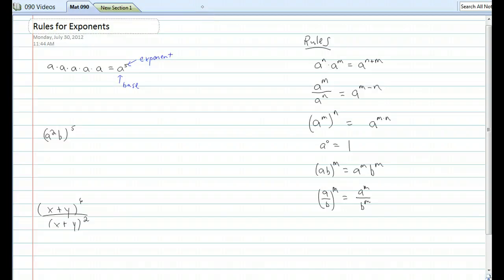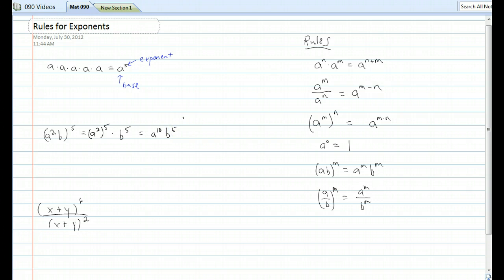Okay, as our first quick example, let's look at a squared times b, that whole thing raised to the 5th power. What we can do is use this rule right here, which means we're going to raise a squared to the 5th power, and we're also going to raise b to the 5th power. Well, we already know what a squared to the 5th power is from this rule right here. A squared to the 5th power means a to the 10th power, because we can just multiply 2 and 5. And then b to the 5th power just stays b to the 5th power.